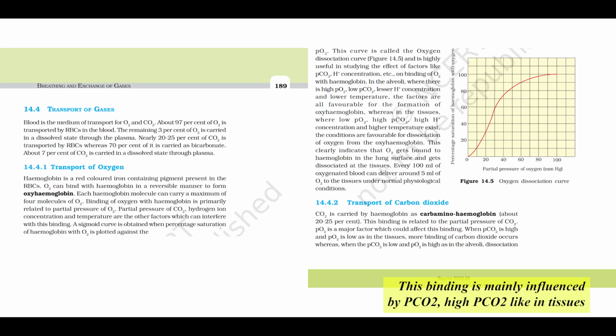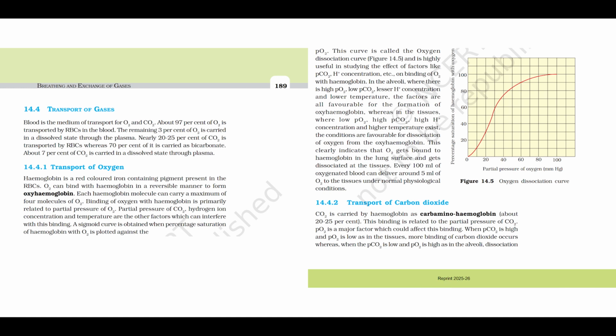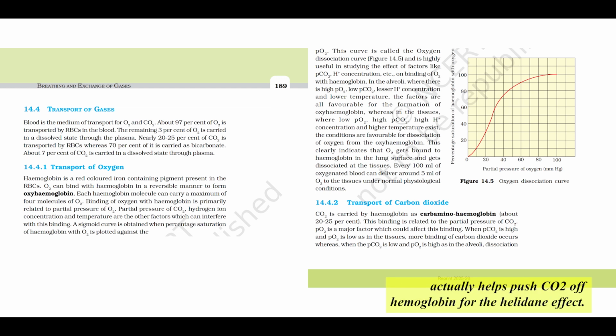This binding is mainly influenced by PCO2. High PCO2, like in tissues, promotes binding. Low PCO2, like in lungs, promotes release. Interestingly, PO2 also affects this. High PO2 in lungs actually helps push CO2 off hemoglobin, part of the Haldane effect.